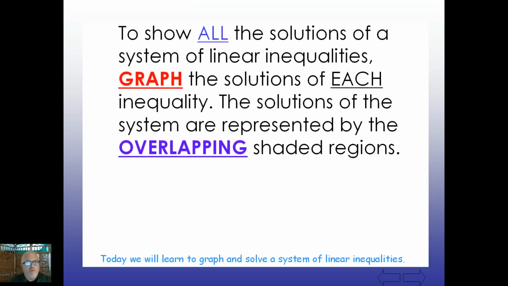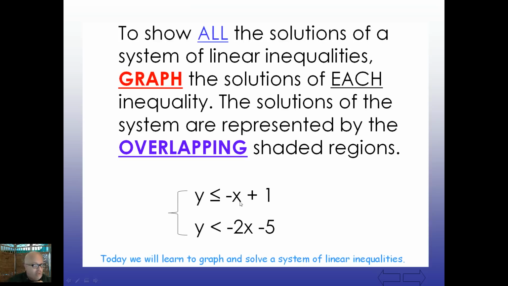All right. To show all the solutions of a system of linear inequalities, we're going to need to graph because there's no way to algebraically show all solutions. So, the solutions of the system are represented by overlapping shaded regions. And what does that mean? Well, you recall from a previous time together that when we graph this, this would give us a shading, all y values less than or equal to this line.